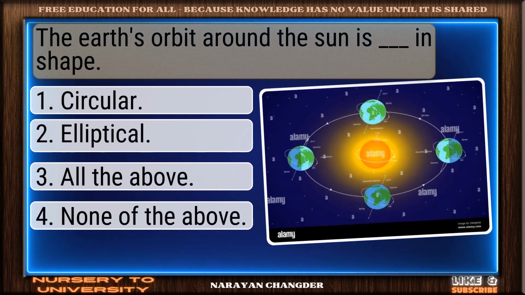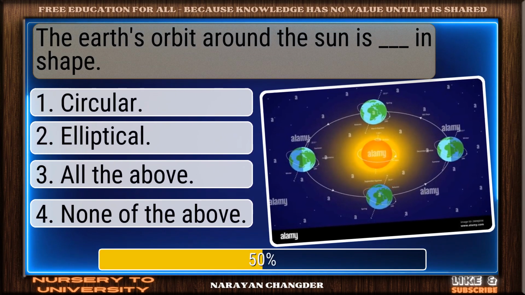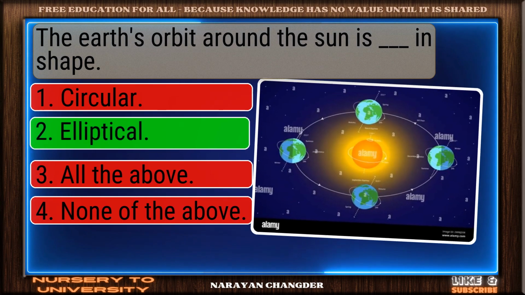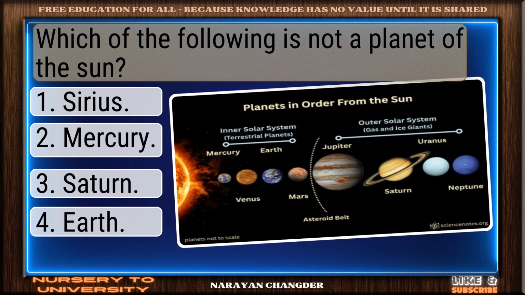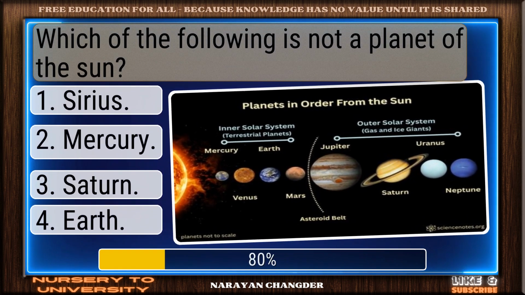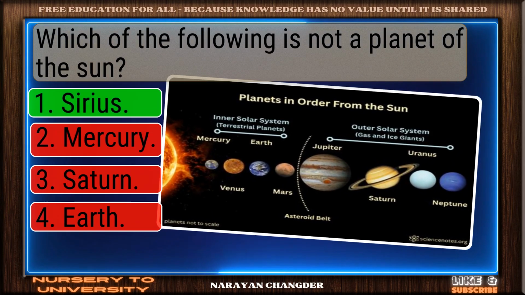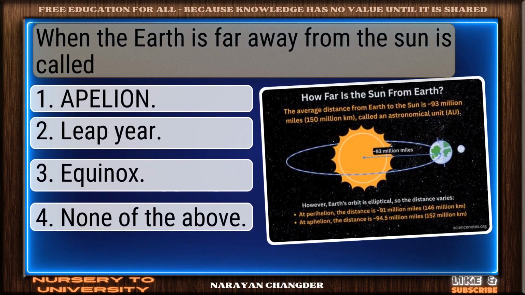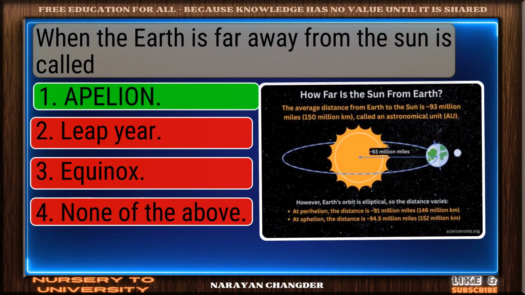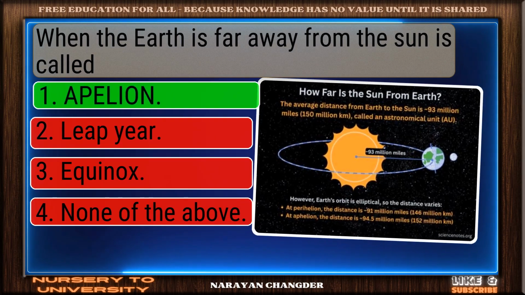The Earth's orbit around the sun is dash in shape. Perfect. Elliptical is the correct choice. Which of the following is not a planet of the sun? Nice selection. Sirius is the correct and valid answer. When the Earth is far away from the sun is called. Great thinking. Aphelion is the right choice.